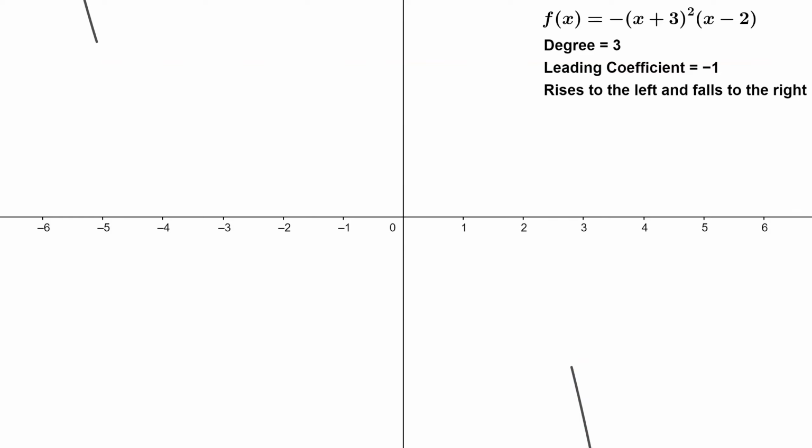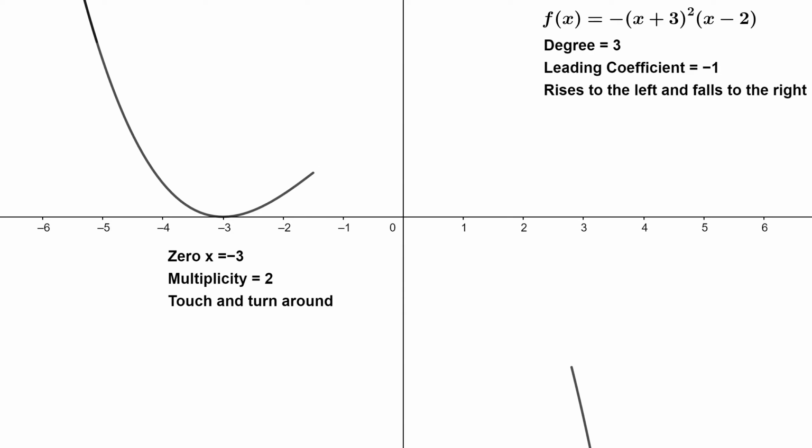Now we need to work with our x-intercepts or zeros. I'm going to start working from the left to the right. So my first zero I found working from the left was x equals negative 3. It had a multiplicity of 2 and it touched and turned around. Since this is where my graph started on the very left, it means my graph's going to have to come down, touch, and turn around at x equals negative 3. So let's graph that.